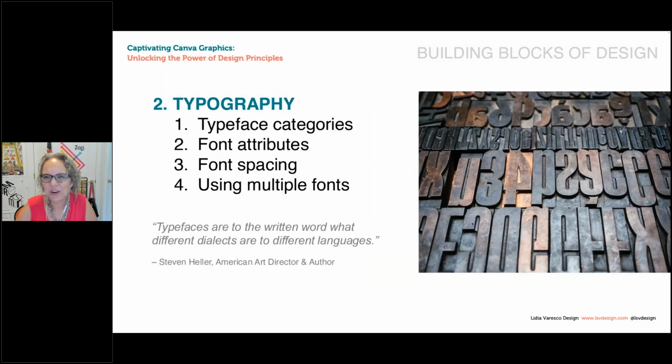So the next category of the building blocks we'll talk about is typography. There's a lot you can talk about with the typography. This is probably my favorite category, but we'll talk about 4 things. We'll talk about different typeface categories, font attributes, font spacing, and then using multiple fonts. I think this is one that probably comes up quite often when people are using Canva.